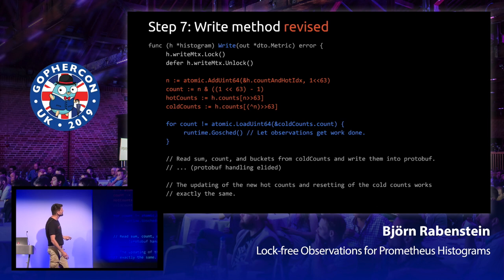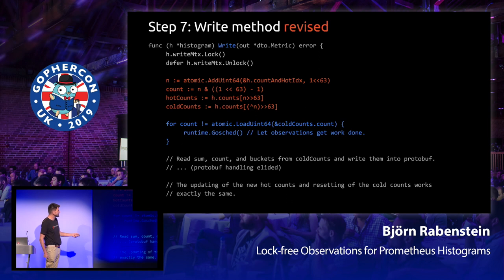Great, right? Now the write method has to be revised a bit, but it's really not a lot that we're doing differently here. It's just a lot of bit shifting, right? Bit juggling. So we read from the count and hot index. We increment it, but we increment the most significant bit here. This is the one shifted by 63 bits. And at the same time, we read out the value, which is our count now, with some bit juggling. And the most significant bit gives us the hot counts and cold counts after we swap them out. And then the rest is exactly the same, right?